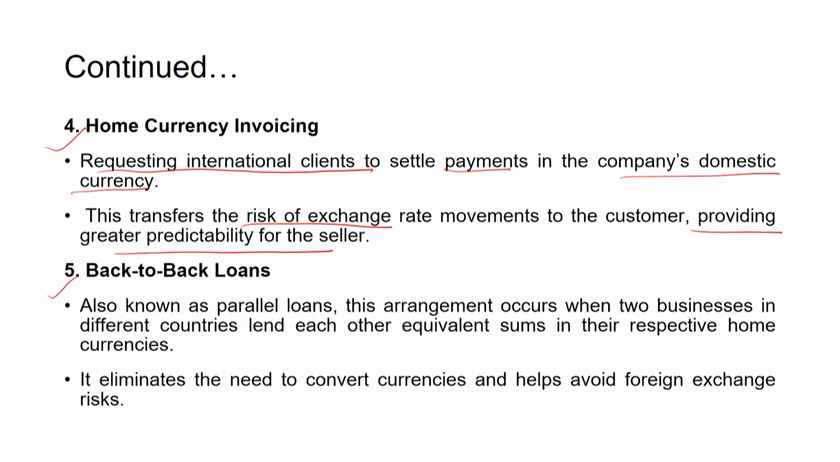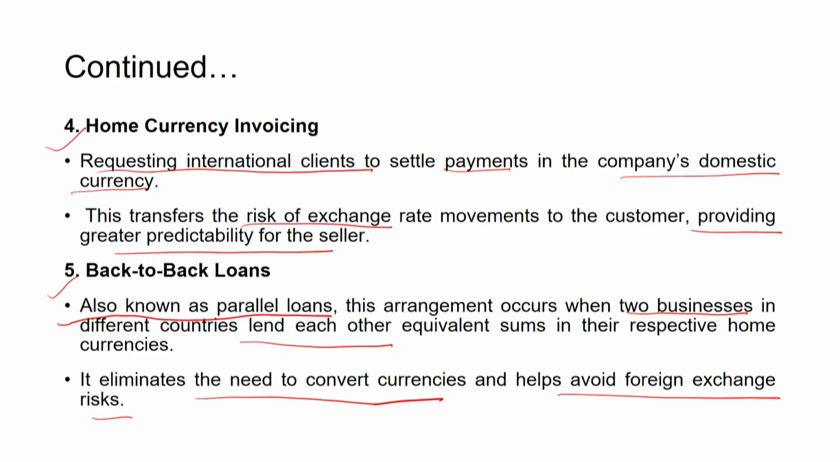Then the next one is the back-to-back loan. This particular strategy is also known as parallel loans. A parallel loan arrangement occurs when two businesses in different countries lend each other equivalent sums of money in their respective home currencies to make their exchanges more convenient. So it eliminates the need to convert the currency for the exchange process, and it helps to avoid the foreign exchange risk involved in their trade practices.